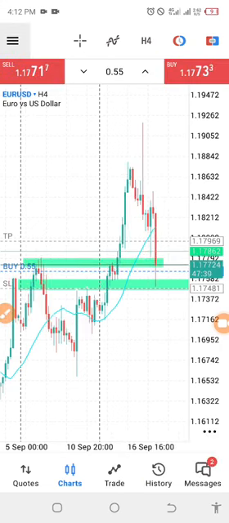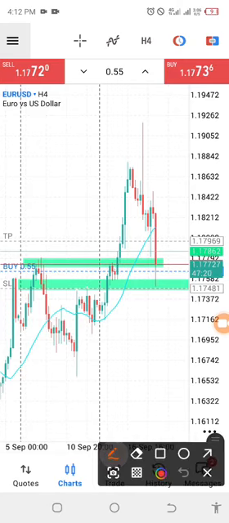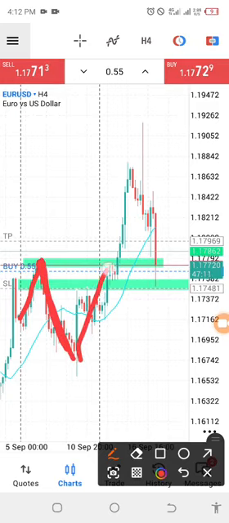Now, one thing I want you to understand is that not every zone is a valid zone. Not every zone will stop price. And if a zone is being touched multiple times, for instance, this zone here, when it was touched the first time, price came down, and then when price came to this zone again, even though price reacted a little, this zone could not hold price. Price broke the zone.